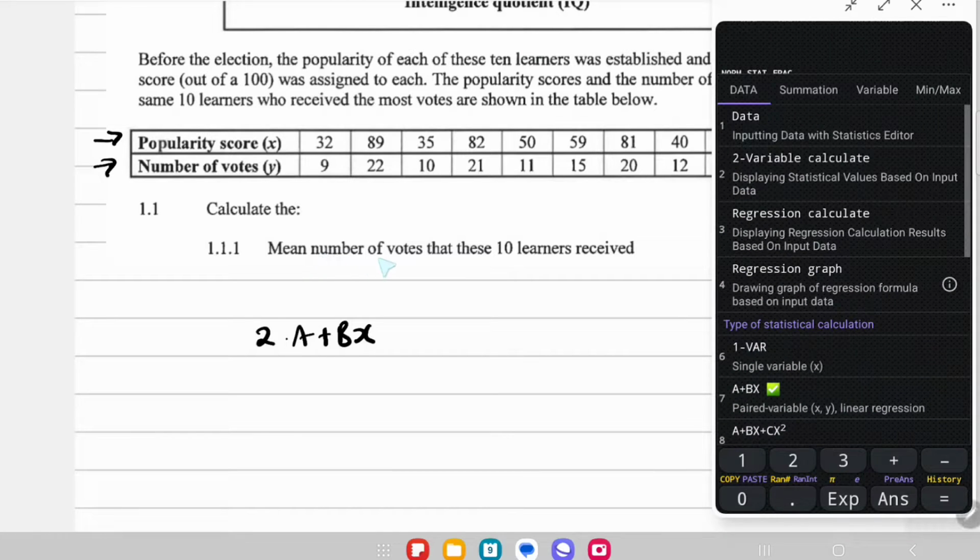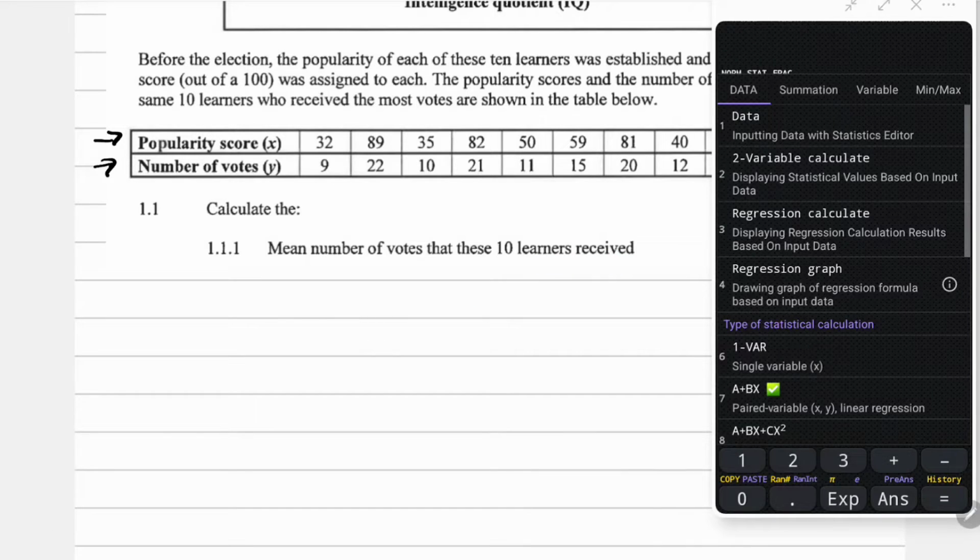Now, remember, we are looking for the mean number of votes for these 10 learners, okay? So since we are looking for the mean number of votes, remember, the votes are in your Y values, okay? So go for the option that says VAR for variable, and then you're going to look for where you can see the mean of the Y values. It's going to look like this, okay? Make sure you take this one. Don't go to regression and take this. That is not for the mean. So take that and you will find your mean.